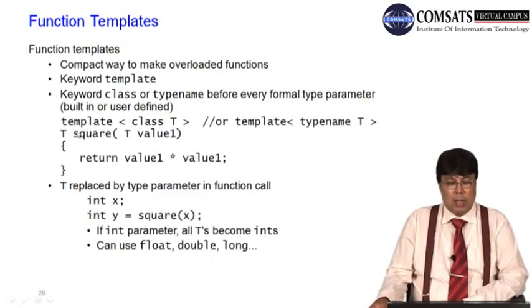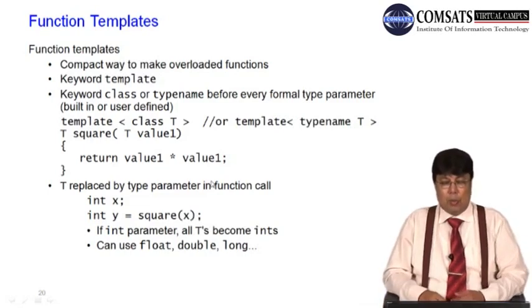So the syntax is template, and within that you can use class T. T is the data type, or you can say it is a template parameter. So instead of int or float, you can use template class T, and then it is basically T square(T value). Whatever value you provide, suppose you provide an integer, then it will become template class integer. So the function will be integer square(integer value).